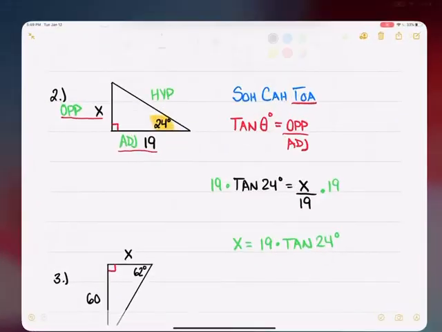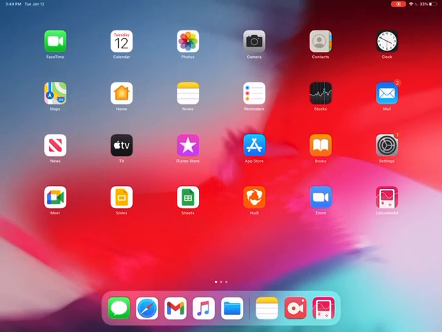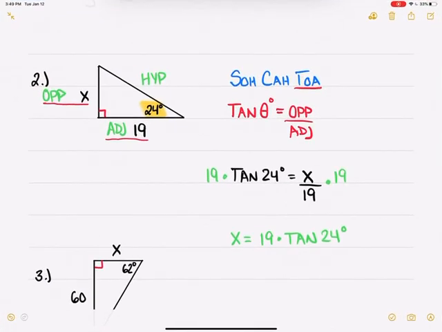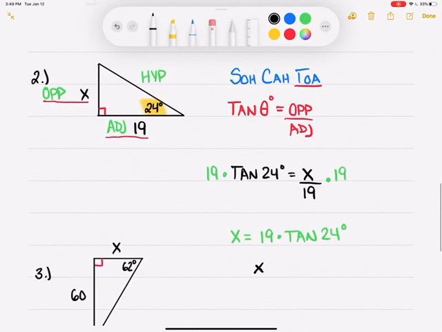So let's look back at that. X equals 19 times the tangent of 24 degrees. So 19 times tangent, which is TAN, and then 24 degrees, we're going to close our parentheses, hit enter. So 8.45. I'm going to round that to 8.5. And this is a side, so we don't use a degree symbol.